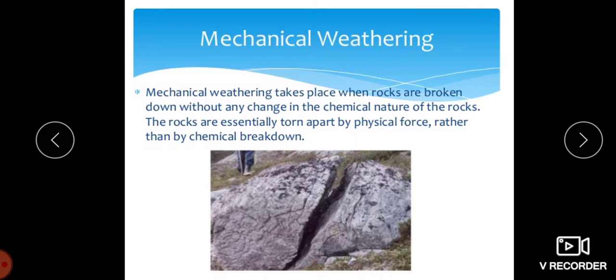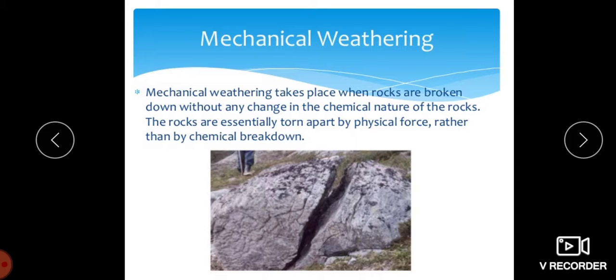Then we have hydration. What do we mean by hydration? It is a process by which some minerals in the crystalline form absorb water and become a powdery mass. Feldspar is a common rock forming crystalline mineral. Then we have solution. When the rain falls on the surface of the land, the rainwater dissolves soluble minerals which are present in the rocks.